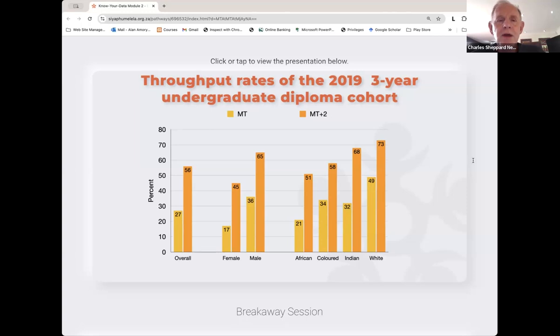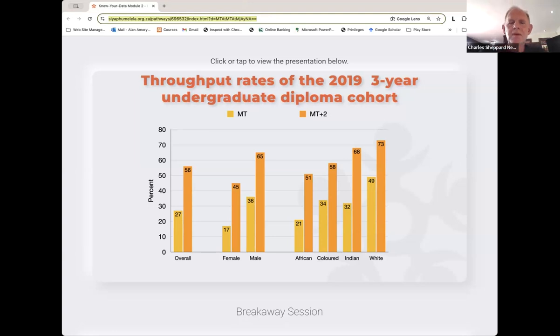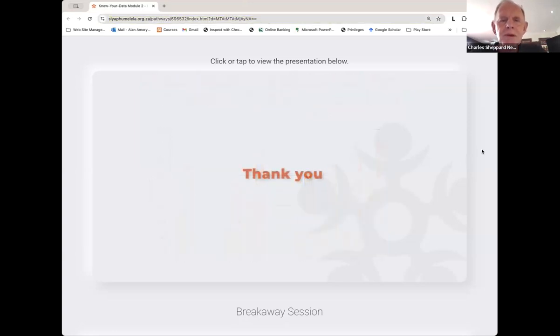So that's why we now like to track in our templates minimum time plus one, and minimum time plus two, because it just makes sense. We just know that so many of our students take more than minimum time to complete. Thanks. Next one. That could be the last slide. Yeah.